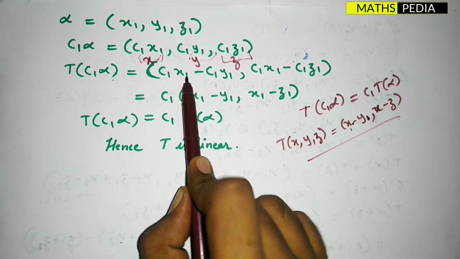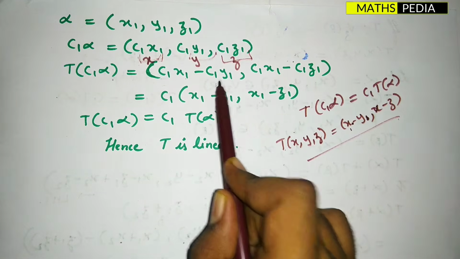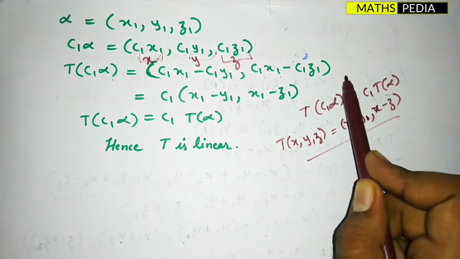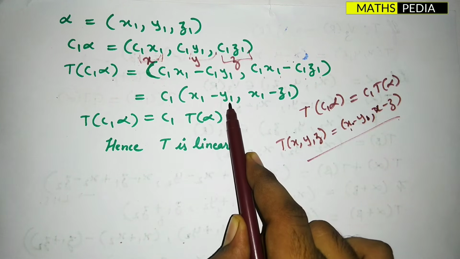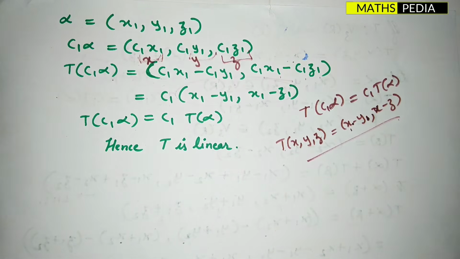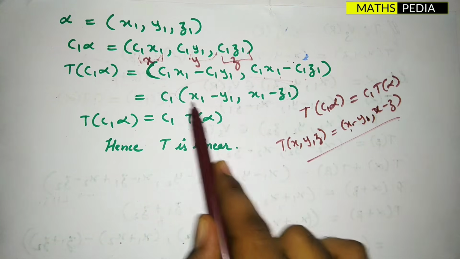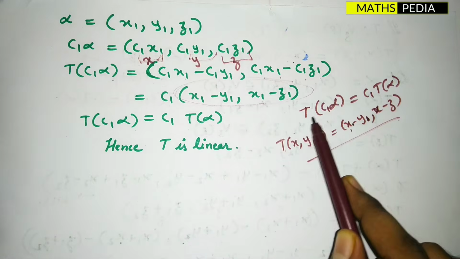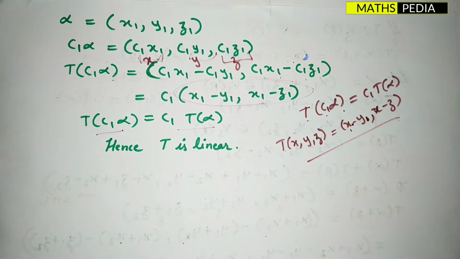So C1 x1 minus C1 y1, see over here, x minus y, so C1 x1 minus C1 y1 comma C1 x1 minus C1 z1. Then C1 I can take outside, so you will get C times x1 minus y1 comma x1 minus z1, which is nothing but T of alpha. Correct? T of alpha, you can observe it is the same as this part. So we got T of C1 alpha equal to C1 into T of alpha. Therefore we can say that T is a linear transformation.